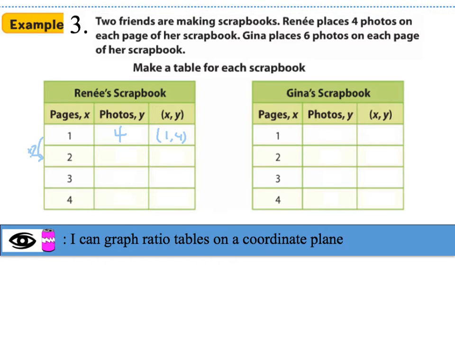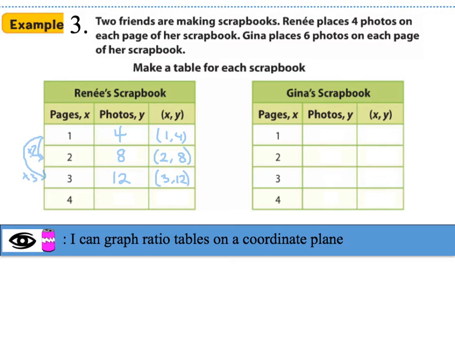So on 2 pages, she would have 8 photos, and her ordered pairs would be 2, 8. So let's go ahead and scale it again. Let's multiply it by 3. So on 3 pages, she would have 12 photos, which would be 3, 12.